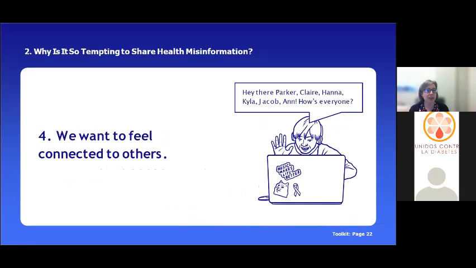And then also, a very understandable and identifiable reason why people share is they want to feel connected with others. We're very social beings, and we want communities, and we want to share information to support our communities.